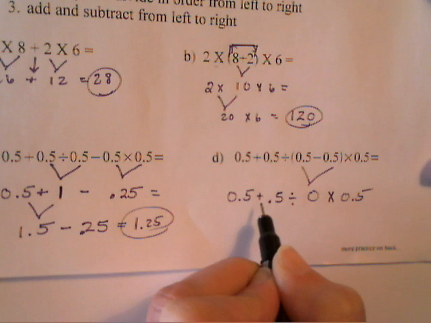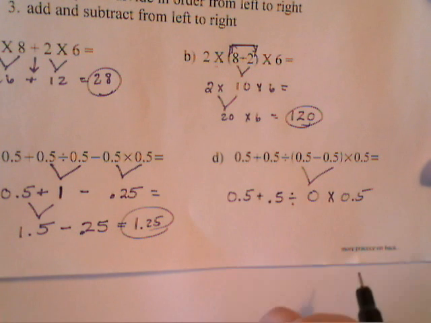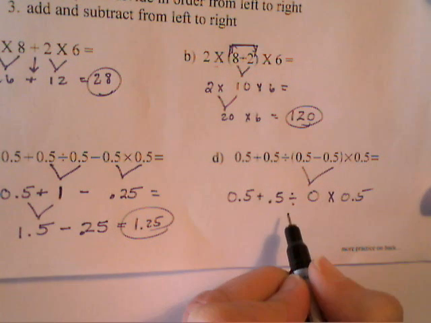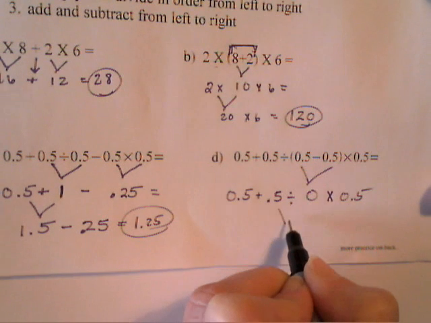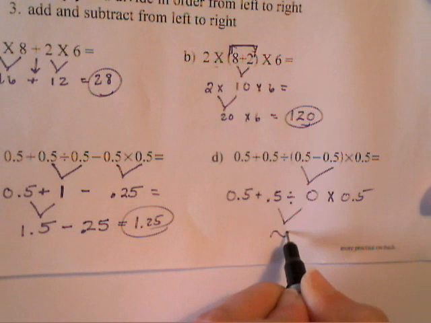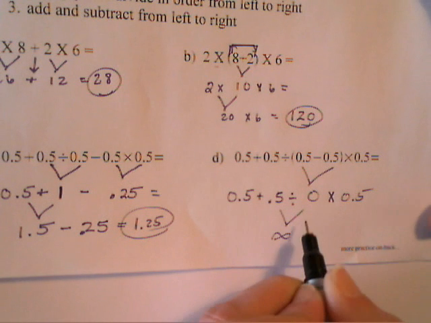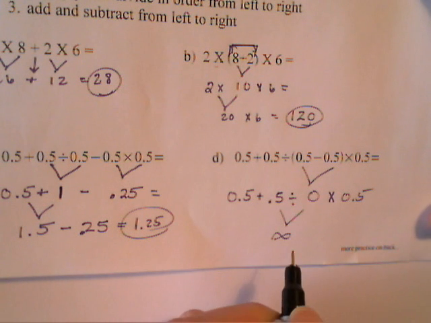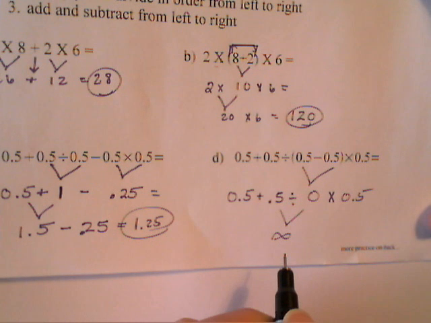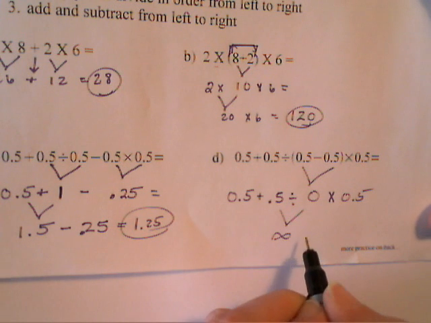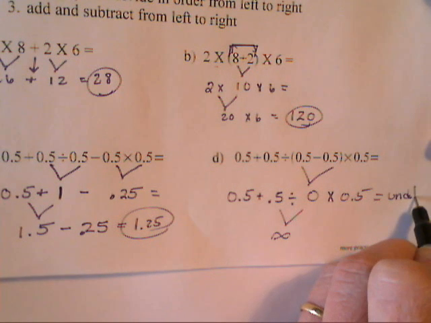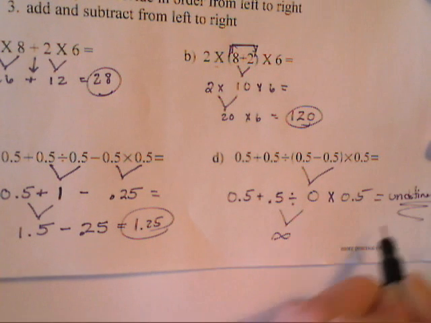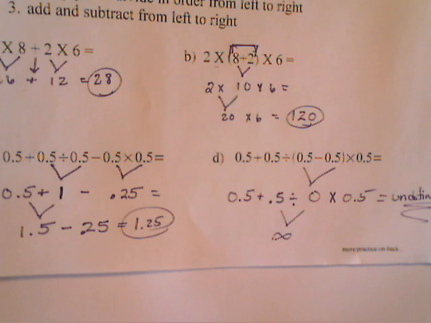So I don't want to do this addition first. I want to focus on my division and multiplication. Well, look what we have. We have 0.5 divided by 0. Well, anything divided by 0 is undefined, or infinite in this case, because we're saying how many zeros are in 0.5. Well, there's an infinite number of zeros in 0.5. So this problem is actually undefined because I'm dividing by 0, and that doesn't allow me to get an answer.